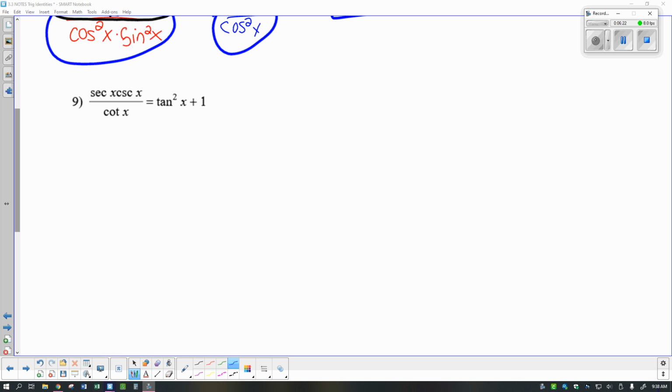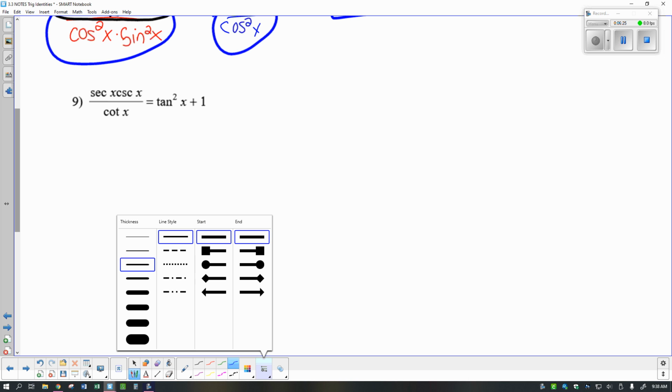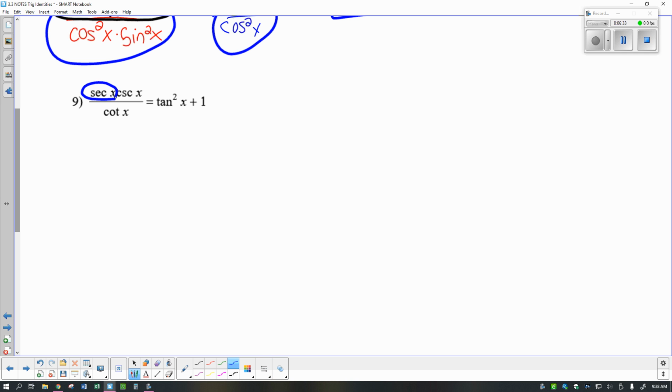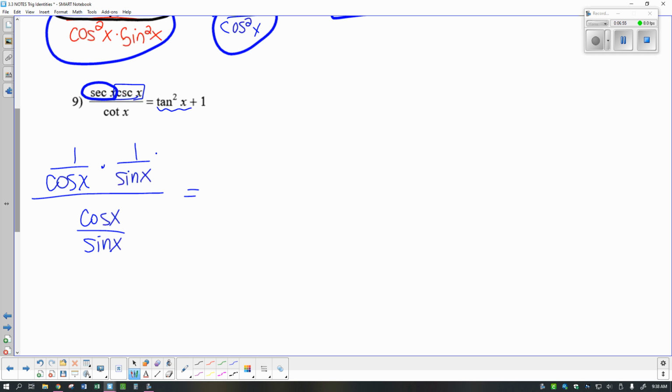All right, let's go to number 9. Again, the key thing here is to try to get everything to sine and cosine as much as possible and work the system that way. So first thing I'm going to replace is the secant with 1 over cosine of x. The cosecant, excuse me, I'm going to replace with 1 over the sine of x. Cotangent, I'm going to replace with cosine of x over sine of x. I'm not too sure if I want to replace this yet, so I'm going to leave this for a second and see where the left-hand side takes me.